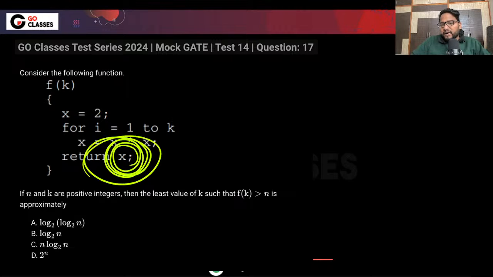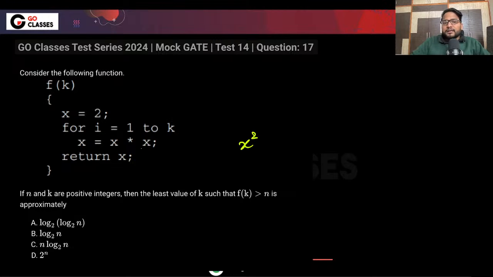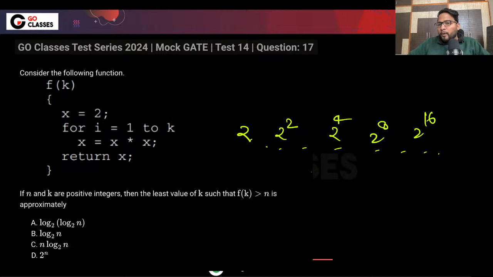Let's just see what it is returning in terms of k. Can you tell me what it is returning in terms of k? This is x square, and x is currently 2, right? So first it is 2 square, and then the whole square, right? So 2 square will be 2 power 4, and then 2 power 8, then 2 power 16, and so on, right? So basically this will be 2 power k, right?